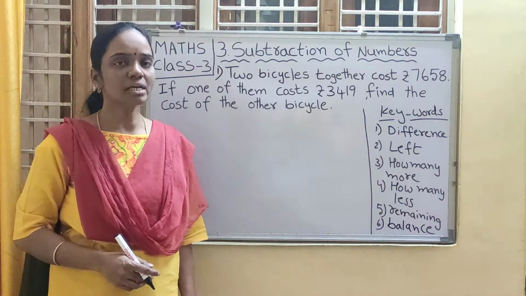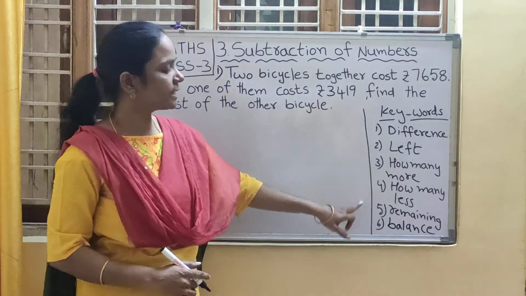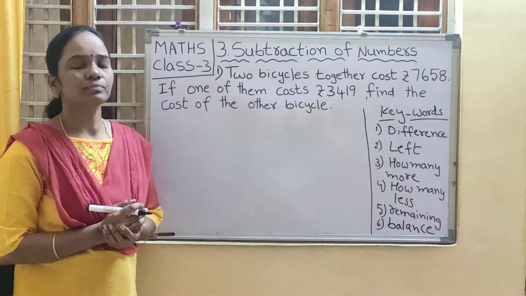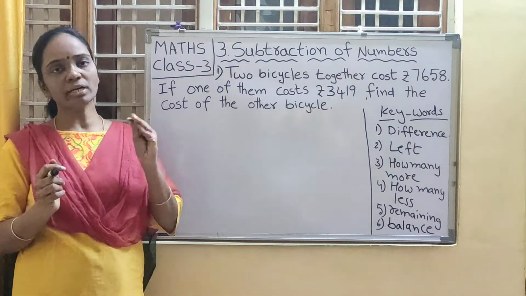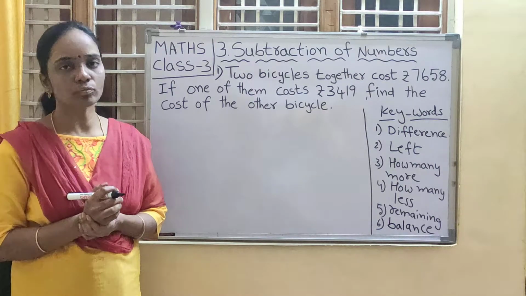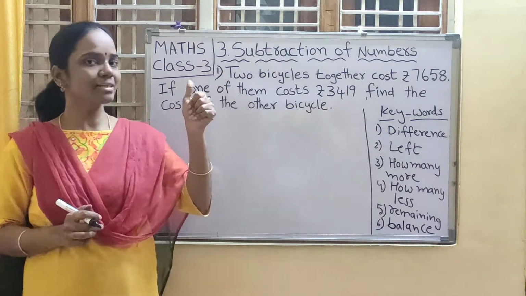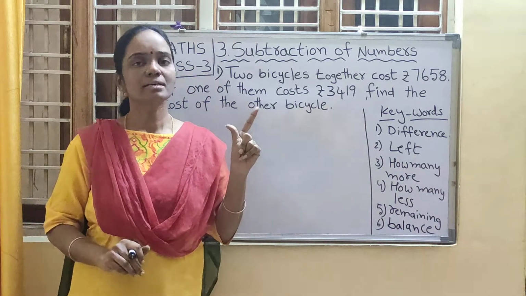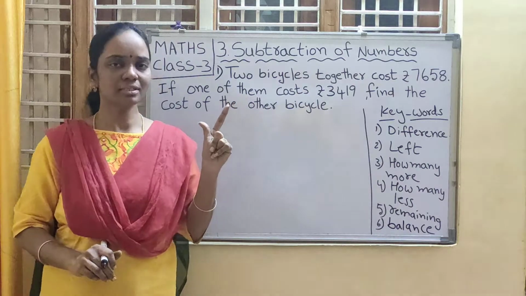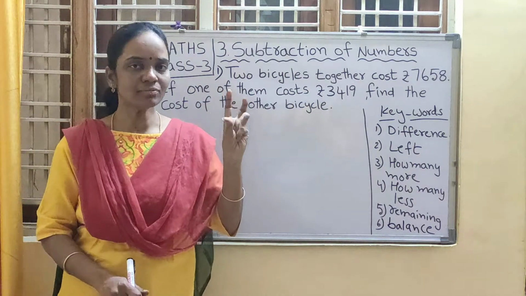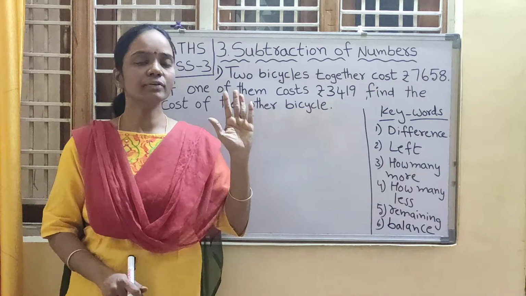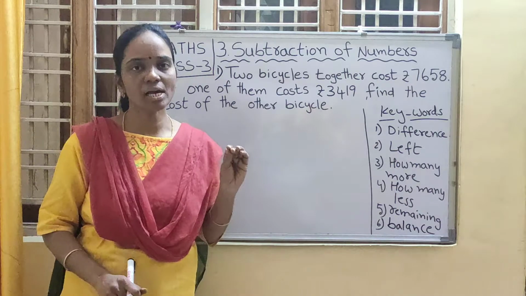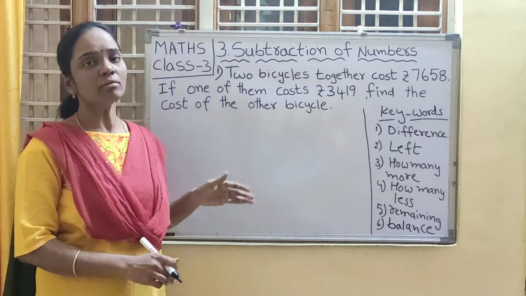That too in the question we have to check. In the question, if you find these kind of words, we have to take subtraction. Now coming to our word problem, children. 5 steps we have to follow before going to solve a word problem. First, read the given word problem carefully. Second, underline the keywords. Third, identify the operation. Fourth, solve the problem. And fifth, check the answer.